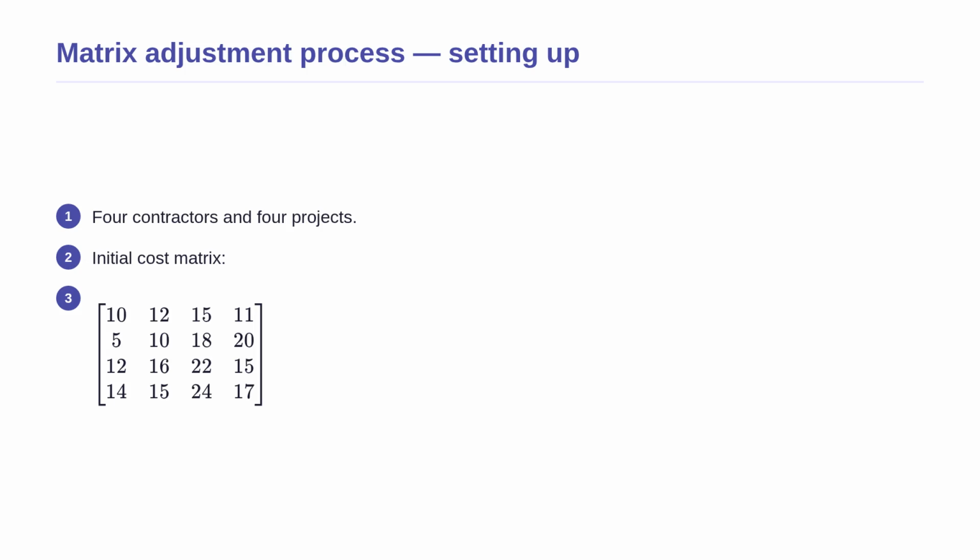Sometimes the basic row and column reductions do not give us the optimal solution immediately. Let us look at a slightly harder example where we must adjust the matrix. Suppose we have 4 contractors and 4 projects. We write down our initial 4 by 4 cost matrix based on the given costs. We need to find the cheapest way to assign exactly one contractor to each project.